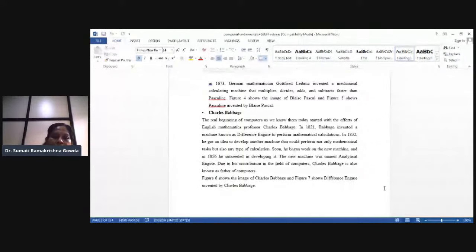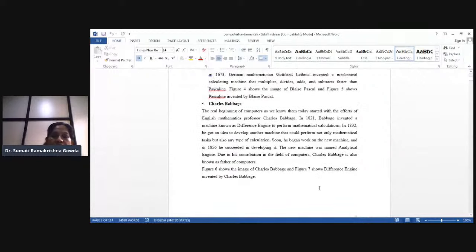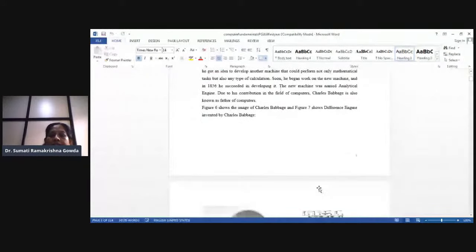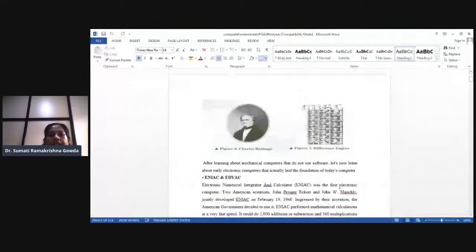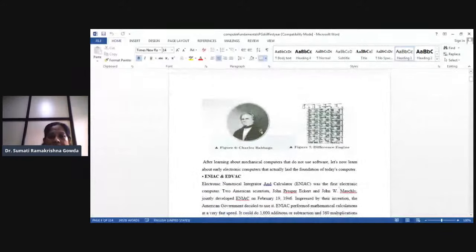So here, figure 6 shows the image of Charles Babbage, and figure 7 shows the differential engine invented by Charles Babbage. Here is Charles Babbage, figure 6. And here in figure 7, you can see how he designed the differential engine, the difference engine.